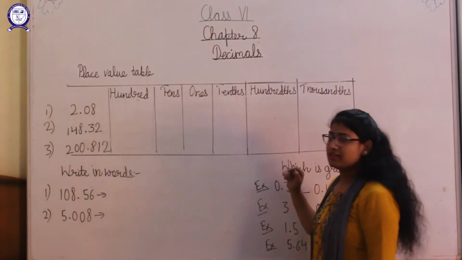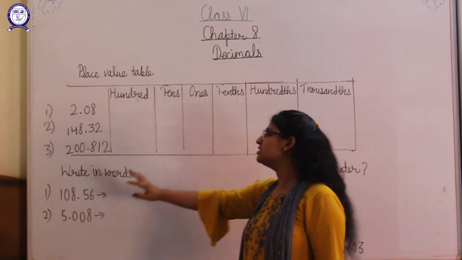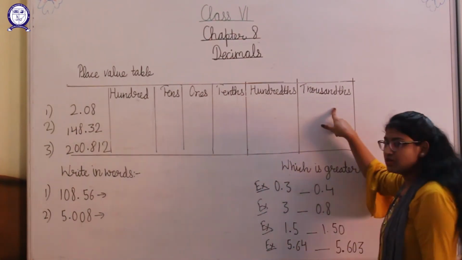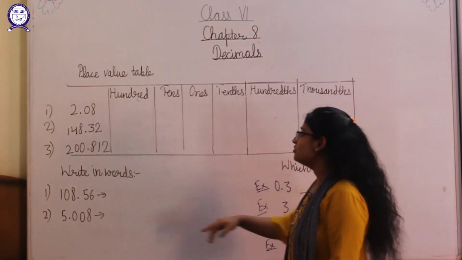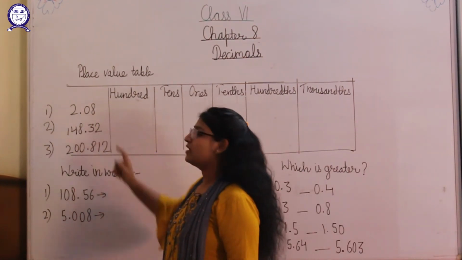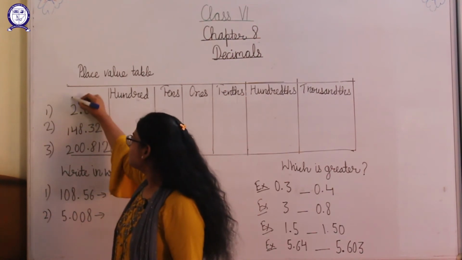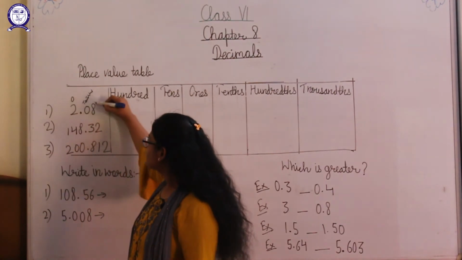Students, this is the place value table. As we know, ones, tens, hundreds, thousands we can write like this, and after the decimal there are tenths, hundredths, thousandths, and after that ten-thousandths also we can write. Now the number is 2.08. So in 2.08 this is the decimal point here. So this is the ones place, this is tenths, and this is hundredths.